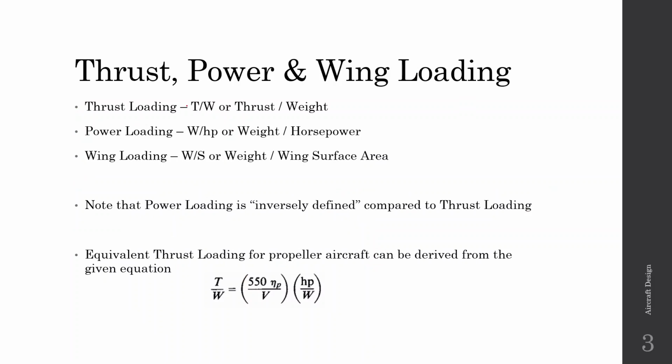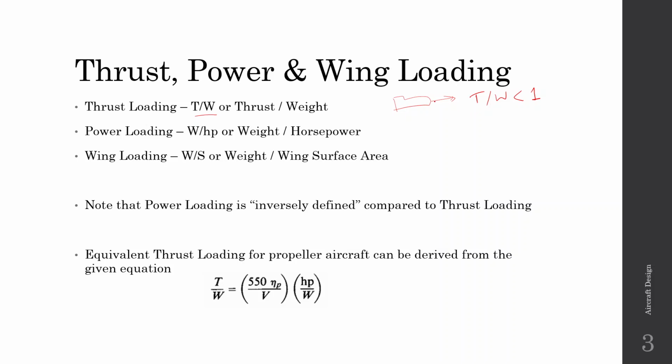The thrust loading is defined as thrust by weight. So how much percentage of the weight can the aircraft give as the thrust? Obviously you can guess that generally, if it is a commercial aircraft, it will have a low thrust loading. It will have T by W less than 1. The more thrust the aircraft has, the more force it has, so the more aerobatic things it can do.